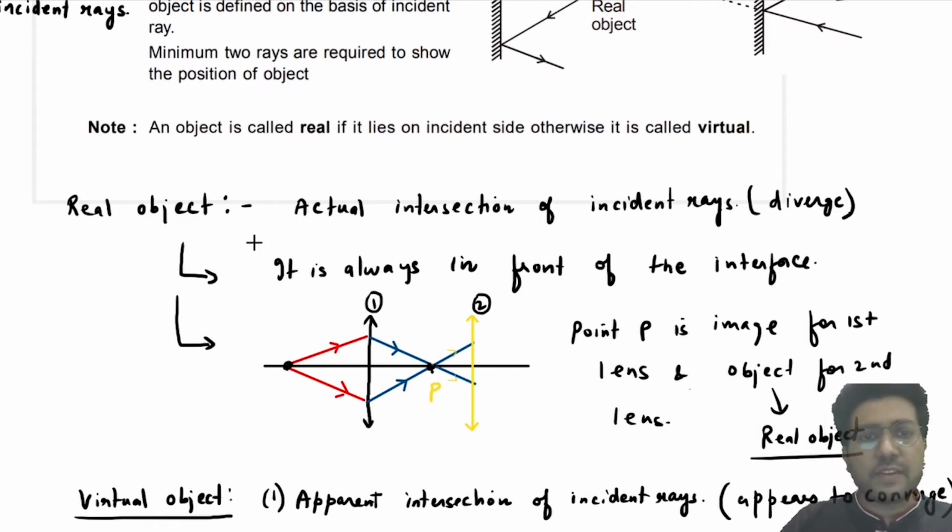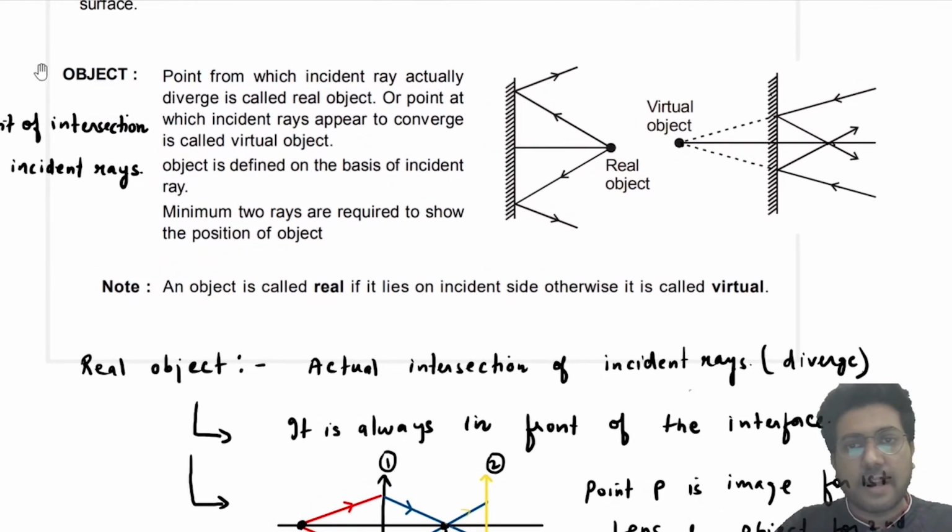In a real object, we have seen that there is actual intersection of incident rays. In a virtual object, you will see that there is apparent intersection of incident rays. The rays appear to converge at a point. So I'll show you in this diagram. See, this is the incident ray and this is the optical instrument, suppose a mirror, and this ray is striking the mirror, but it wanted to intersect at this point, but because it got intercepted by the mirror, the rays could not move here, right? So the apparent intersection of these two incident rays is the virtual object.